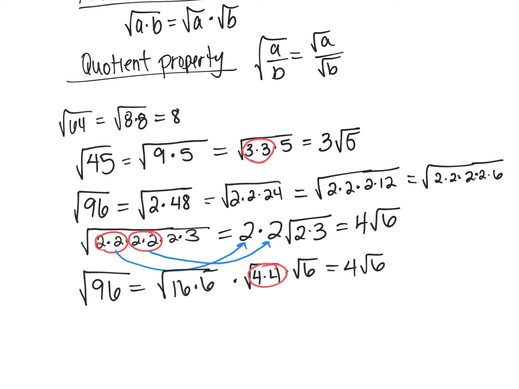So how come for this one we only did the 4 times the 4, but on the other one we did 2 times the 2? Because here I already have 2 of the same number, so why break it down more?